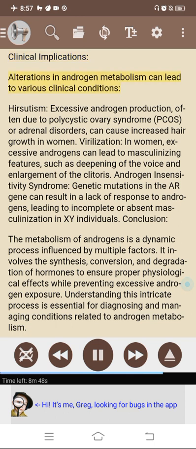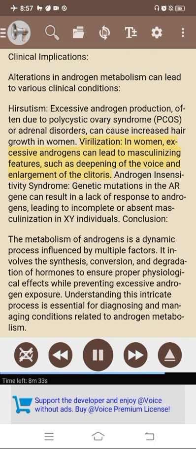Clinical implications. Alterations in androgen metabolism can lead to various clinical conditions. Hirsutism, excessive androgen production, often due to polycystic ovary syndrome (PCOS) or adrenal disorders, can cause increased hair growth in women. Virilization. In women, excessive androgens can lead to masculinizing features, such as deepening of the voice and enlargement of the clitoris. Androgen insensitivity syndrome.